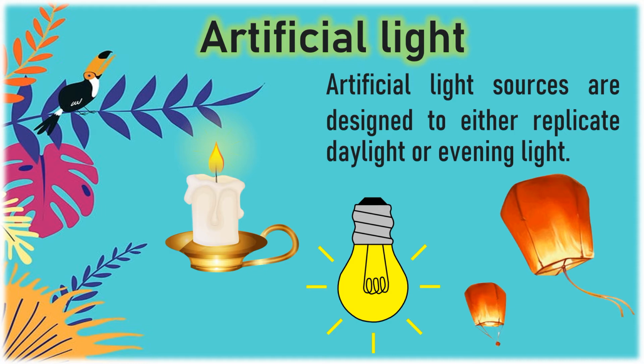Artificial light. Artificial light sources are designed to either replicate daylight or evening light. For daylight, we have the sun. For evening light, we have the moon and the stars. So this part is the artificial light, including the light from the candle, lantern, and light bulb.